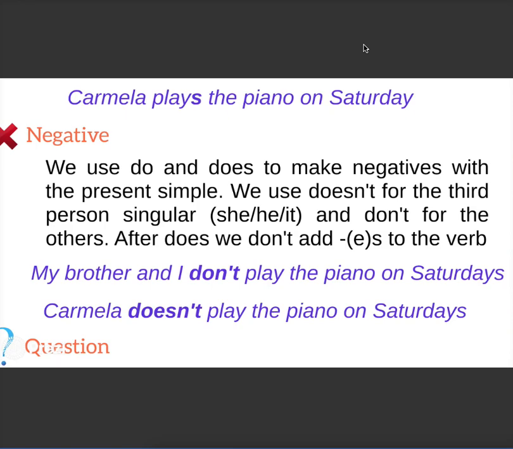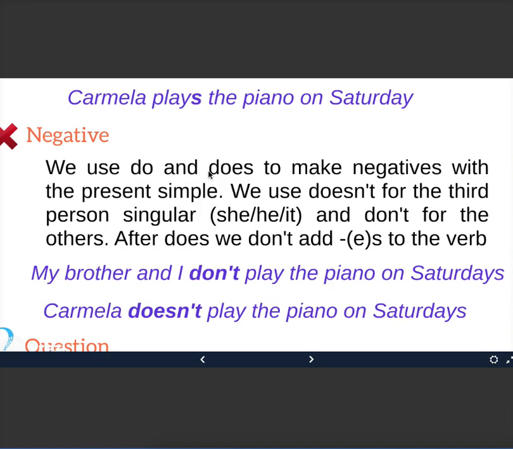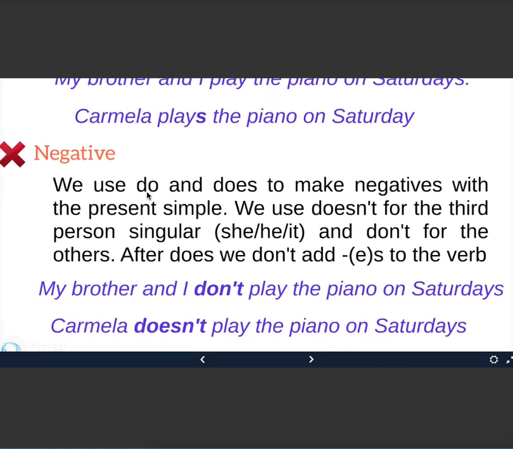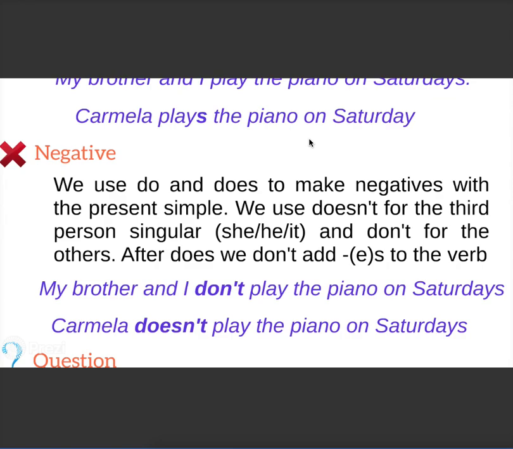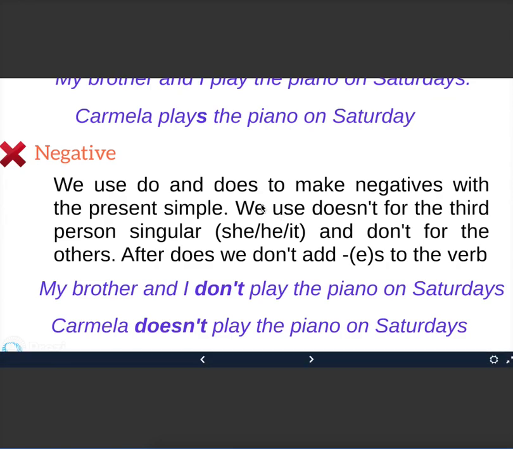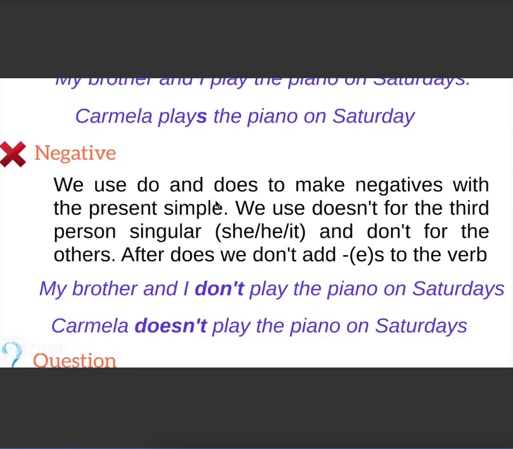Thank you. So, look at these guys. First of all, you need to know that you have two auxiliary verbs: do and does. I know that you know that. Do and does are super extremely important. We use do and does to make negatives with the present simple. How are you going to do it? You can say do not, does not, or you can say don't, doesn't. ¿Preguntas hasta ahí?